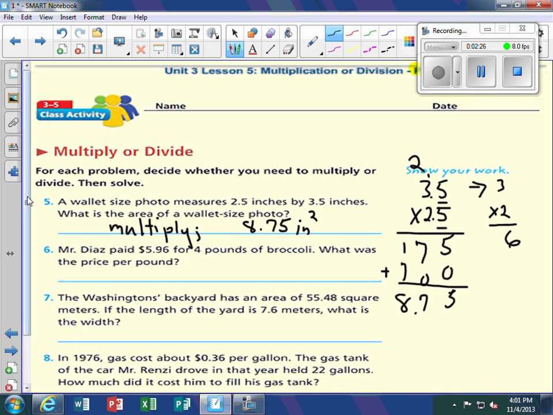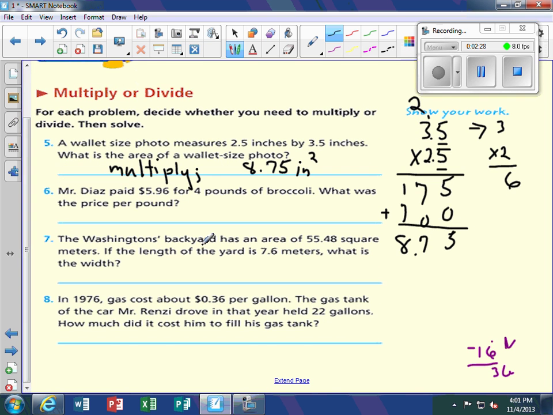All right, let's take a look at number 6 here. Mr. Diaz paid $5.96 for 4 pounds of broccoli. What was the price per pound? All right, price per pound, dealing with division, and we're going to divide 4 into 5.96. Extend that out. Always, always, always bring your decimal up.